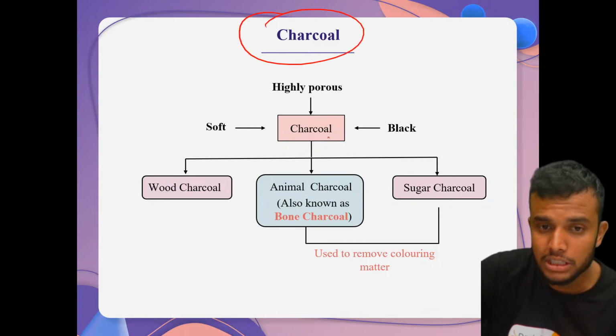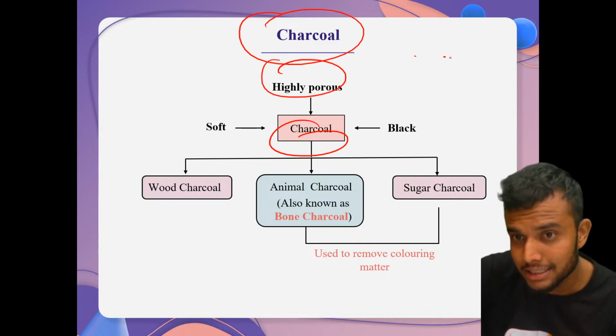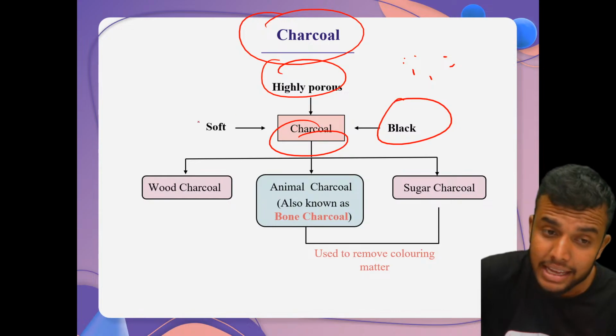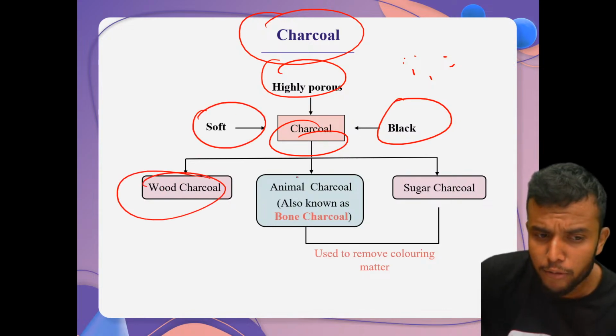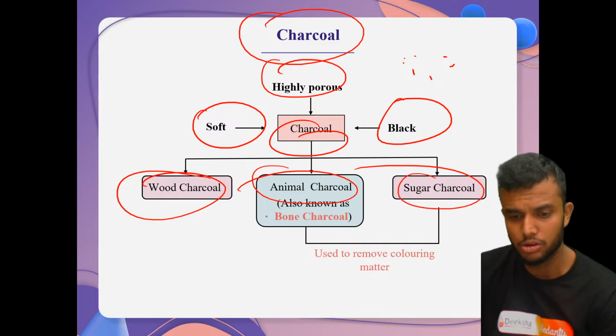Coke. First, move on to the charcoal. Charcoal is highly porous. It has a lot of empty space. It is black in color. It is soft. Charcoal is divided into 3 types: wood charcoal, animal charcoal, and sugar charcoal.